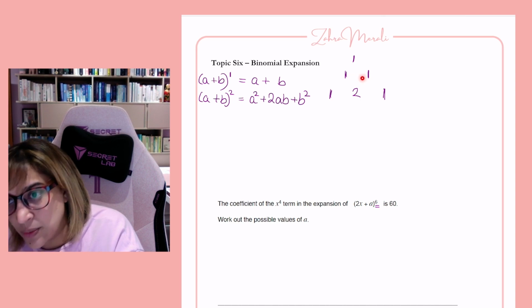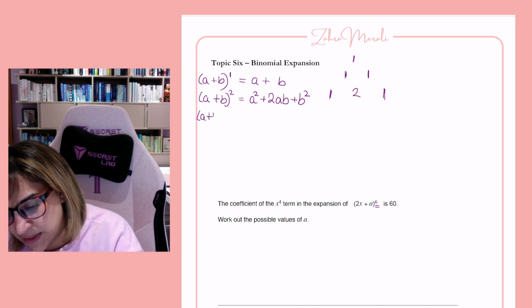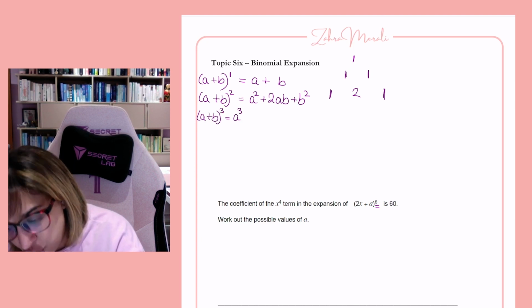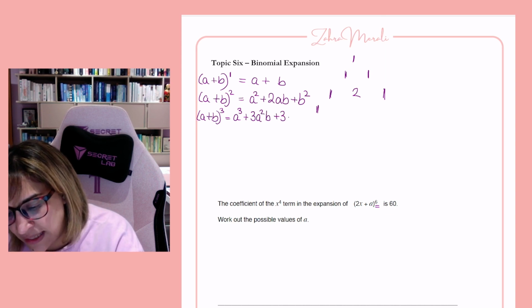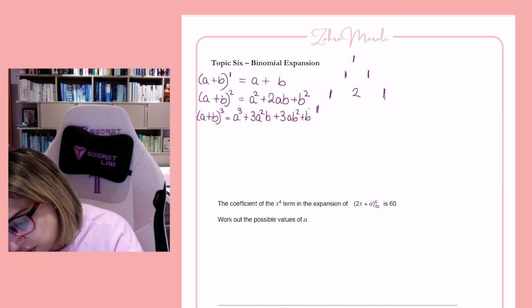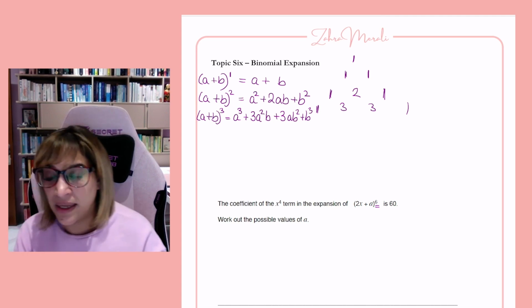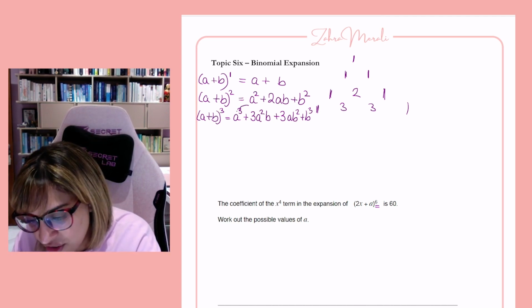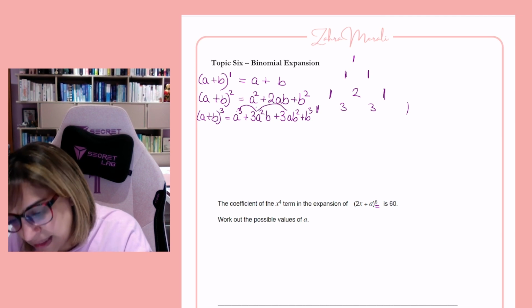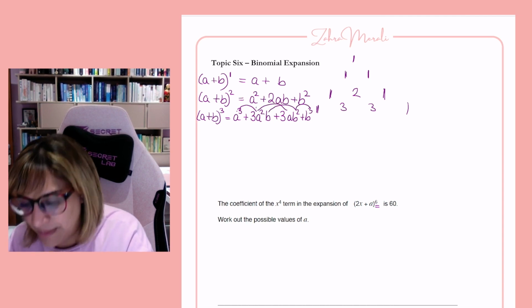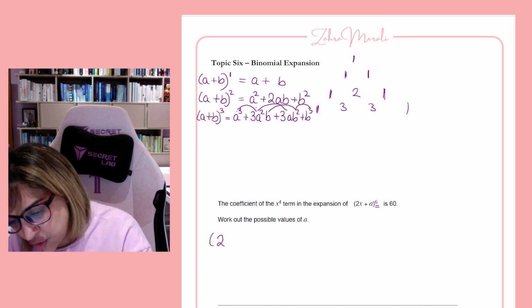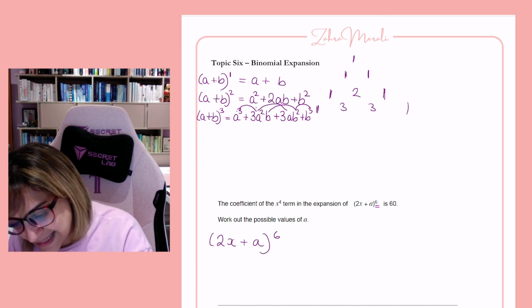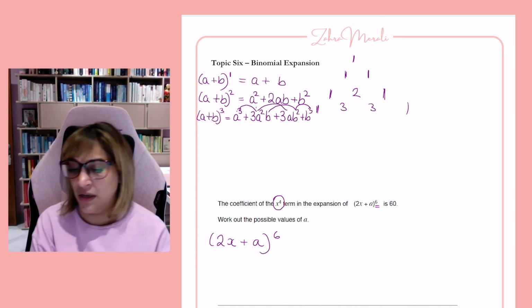And what we start to notice is when we add these two, we get that, and there's always 1s on the outside. So if I had a plus b cubed, I get a cubed plus 3a squared b plus 3ab squared plus b cubed. So every single time, the first term is going down in power, and the second term is going up in power. Okay? So if we think about this, we've got 2x plus a to the 6, and we're looking for the x to the 4 term.